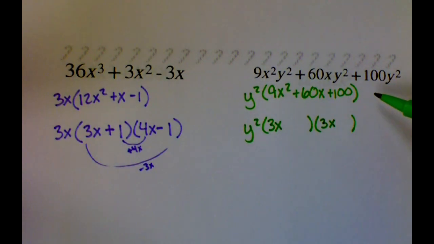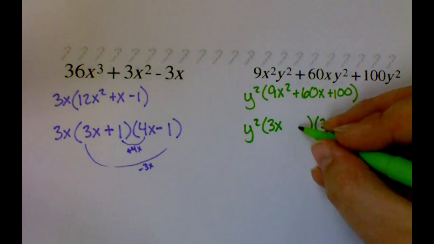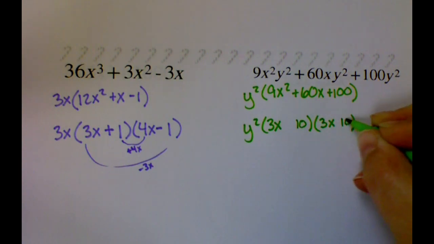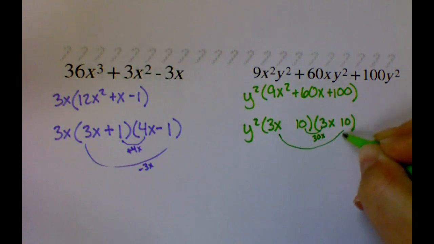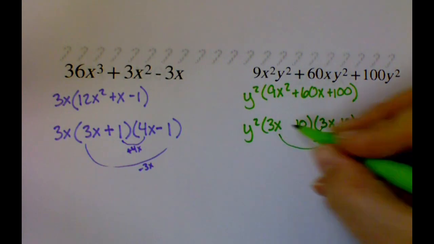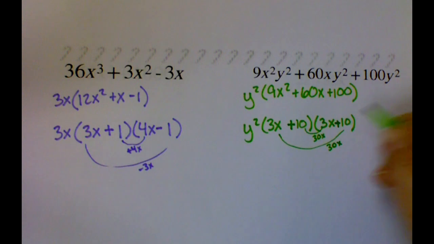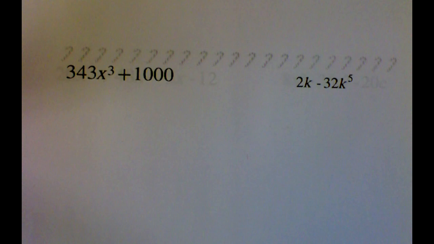There's a lot of options for breaking apart 100. I'm going to try 10 and 10 first, because in the middle I get 30x. On the outside I get 30x. If those are both positive, that makes my 60x in the middle. I'm fully factored now.